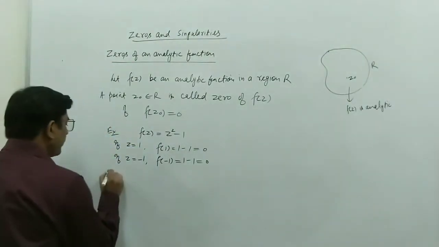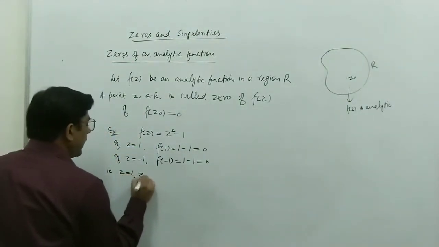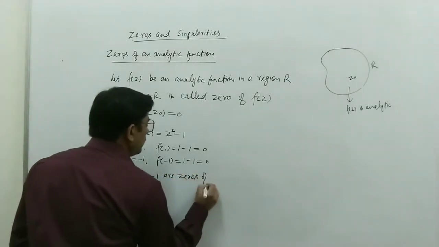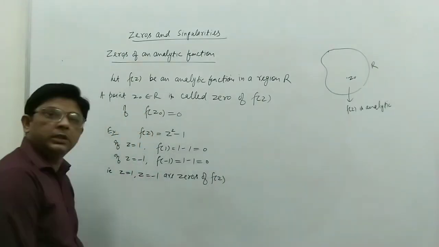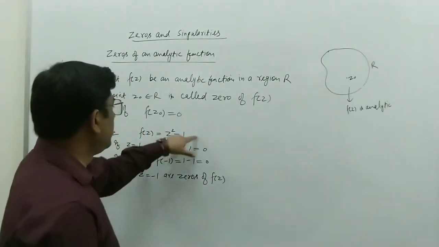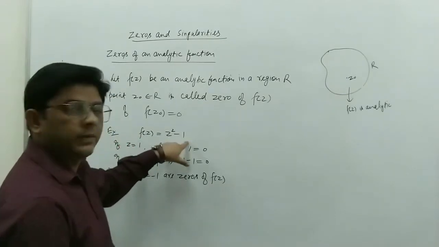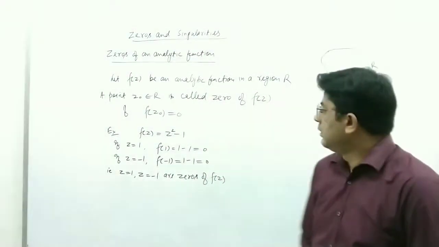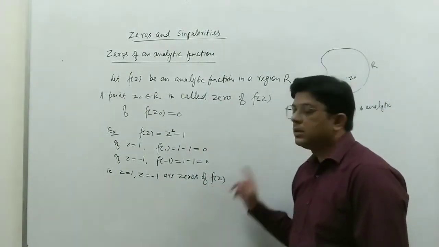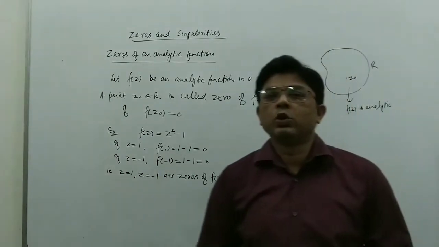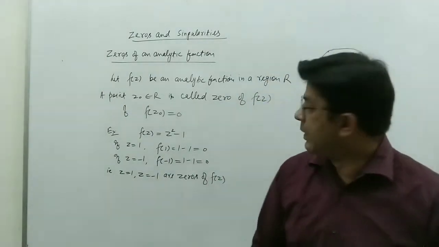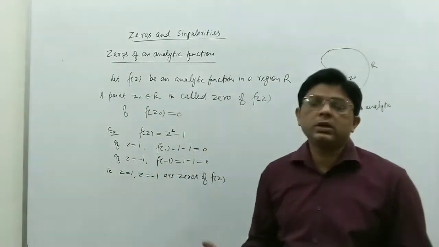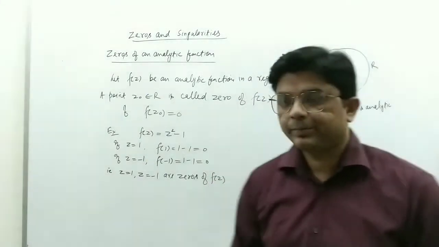So z equal to 1 and z equal to minus 1 are zeros of the given function f(z), and this f(z) equal to z square minus 1 was analytic. We can take some region where it is analytic, and z equal to 1 and z equal to minus 1 are the zeros of f(z). So zeros are those points which satisfy the function. If we put z equal to 2, it will not satisfy this function. It means z equal to 2 is not a zero of this function.